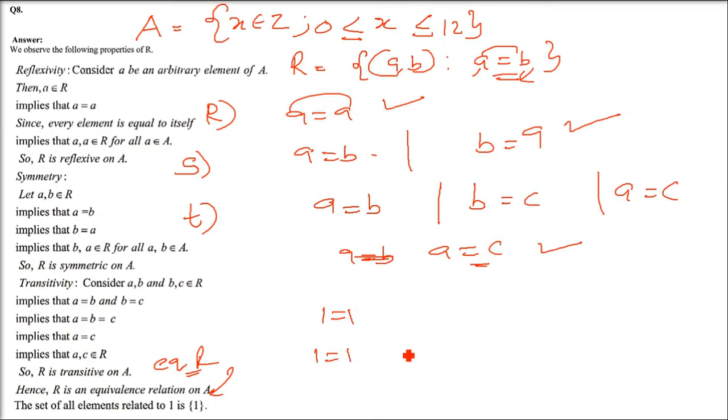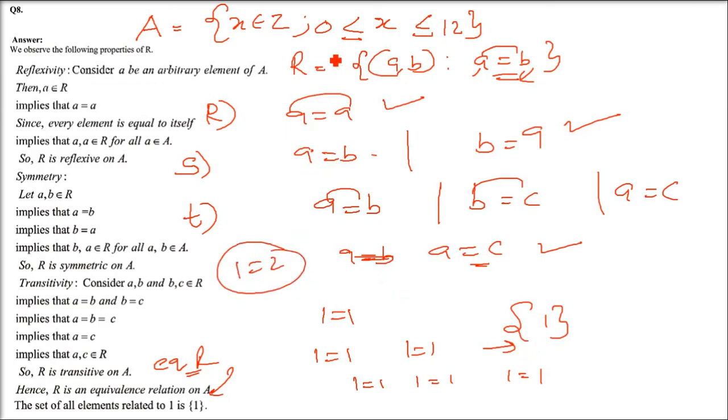So what do you write? 1 equals 1, reflexive; 1 equals 1, symmetric also; 1 equals 1, 1 equals 1, then only 1 equals 1. So there is no other number which can be related to 1 as far as A equals B is concerned. So 1 is the answer. The set of all elements related to 1 in this particular case is only 1. You can only relate 12 with 12, 0 with 0. So 1 is the only relation.